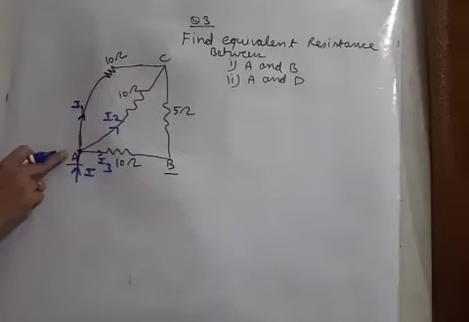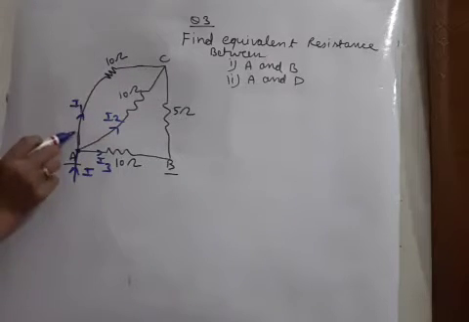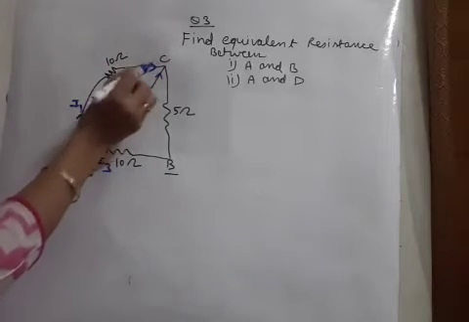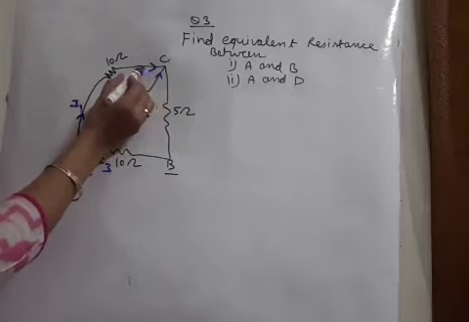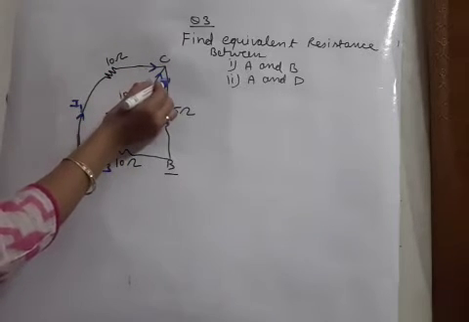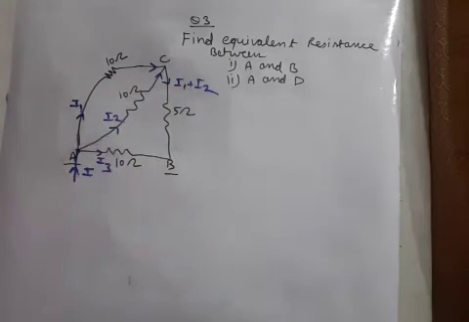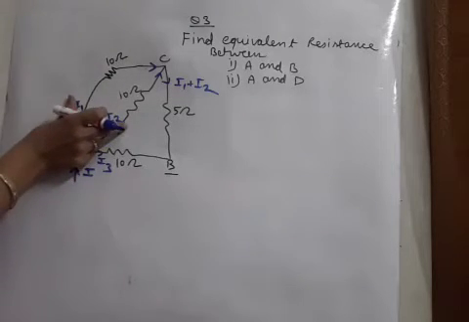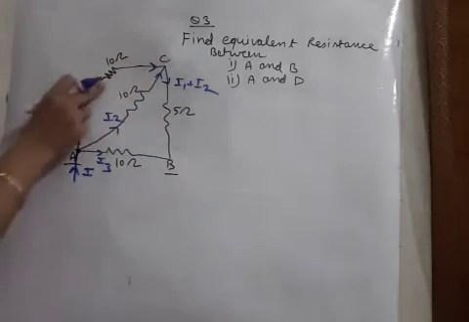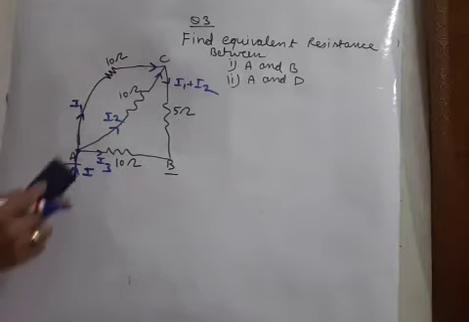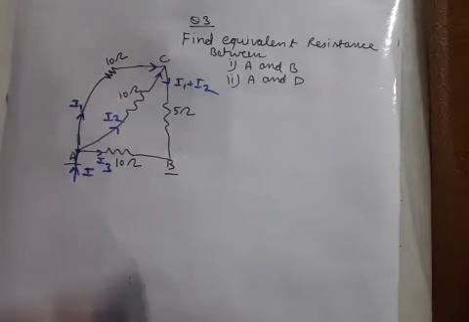From A, current entered I1, I2, I3. Now I1 moves here till C, I2 moves here till C, and I1 and I2 are coming. So in the third branch, they have to get added, I1 plus I2. That means these two branches are in parallel because here current got divided and here current got added. So these two are in parallel, and in parallel, if two equal resistances are connected, their net answer is just half. So the net answer of 10 and 10 is 5 ohm.